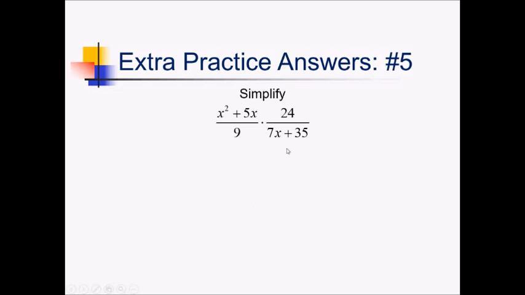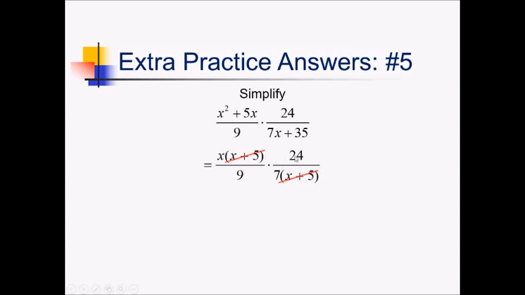To simplify this expression, since I'm multiplying, let me actually factor and cancel out whatever I can and then multiply. So in the upper left here, I can take out an x, leaving me with an x plus 5. And in the lower right, I can take out a 7, and that's x plus 5 left over from that. I can cross-cancel these x plus 5s because I'm multiplying the fractions, so cross-canceling is allowed in that one situation.